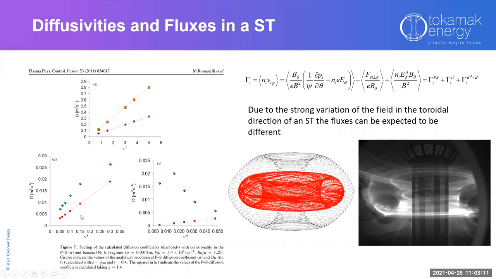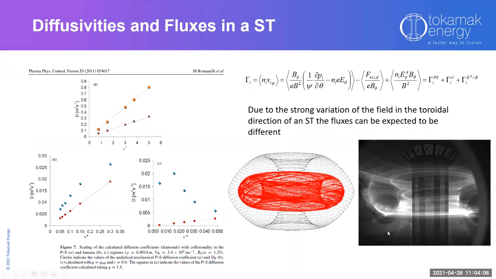And what we found is shown here on the left-hand side, the scaling with collisionality. The red dots are the scaling for a larger aspect ratio tokamak, and the blue diamonds are the case of a spherical tokamak. And you see that the diffusivity shows a deviation, which is due to both the finite orbit effects and the difference in the geometry that I was discussing before. So this is to tell you that already just collisional transport in a spherical tokamak, you have to expect that it will be different than in a conventional tokamak.